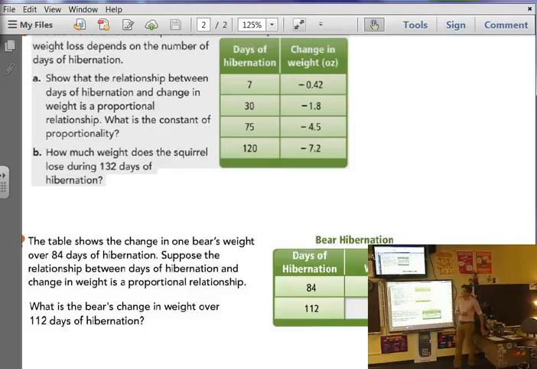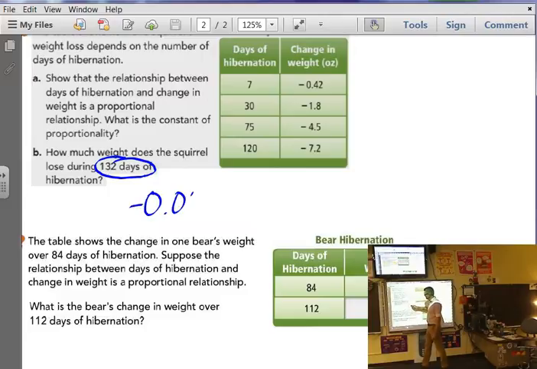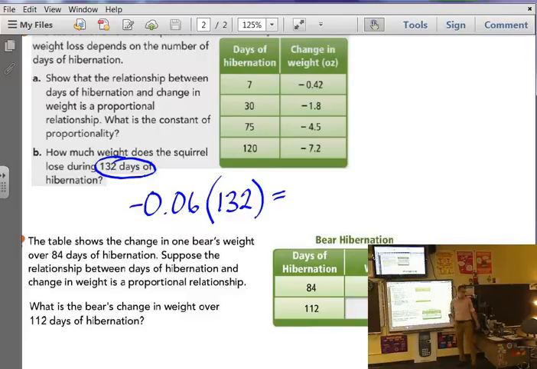How much weight does a squirrel lose during 132 days of hibernation? Well, if we know how much a squirrel loses each day, each day he loses 6/100. So if that's an each day value, Jeremiah, what would I do here? We multiply it by what? By 132. Yeah, we just take the per day, or the constant of proportionality, and multiply by the 132.